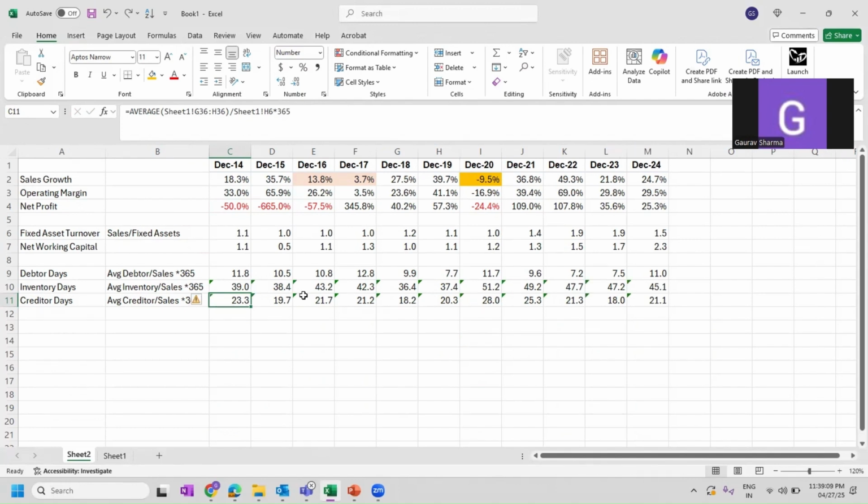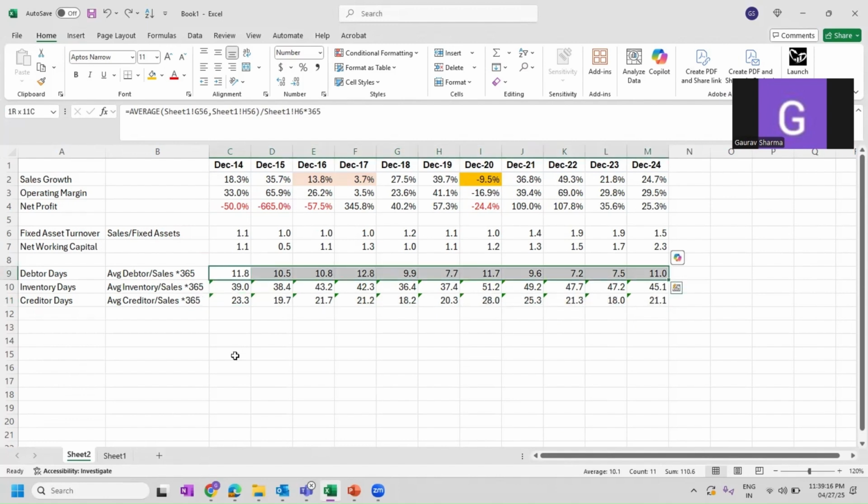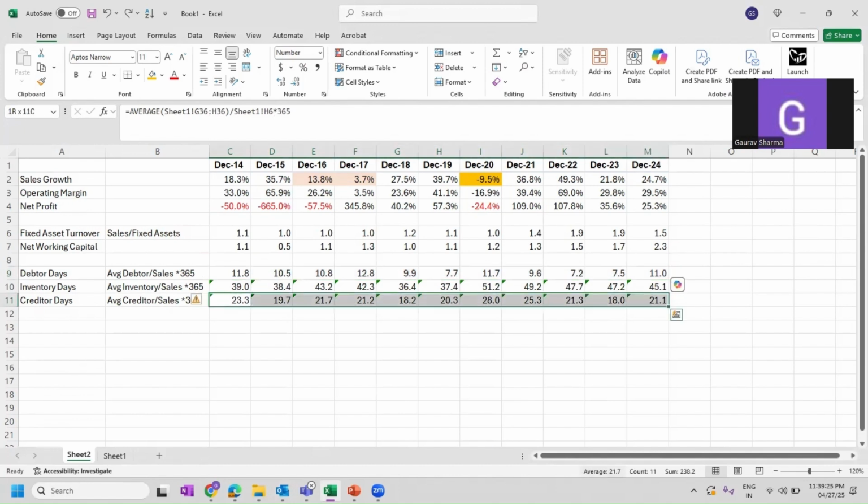So let's go by sales for now, and I can clearly see that this number is higher than my debtor days. So this clearly denotes that I am recovering money from my debtors in an average of 10 days, whereas I'm paying my creditors in an average of nearly more than double the number of days, which is 21.7. So I'm surely enjoying the benefit of liquidity. I'm earning more interest on the money that I have, which is a good thing. All right.